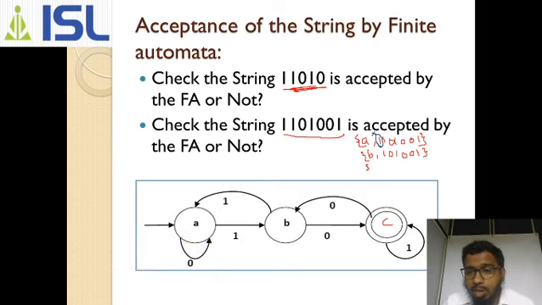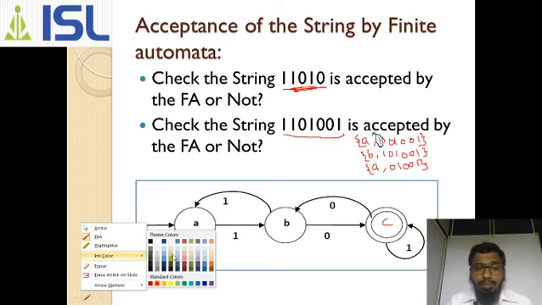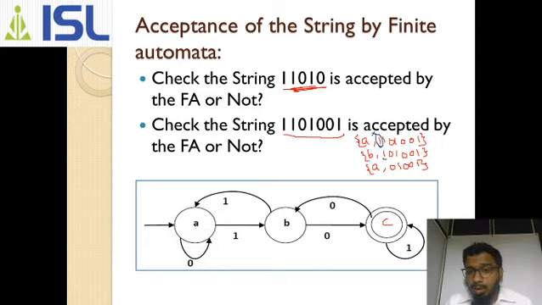Okay, the next one is B, with input 1. If B is 1, where is it going? B is 1, so it is going to A, comma, 01001. So we need to remove this one. This one we are removing. Okay, and the remaining string we are writing as it is.